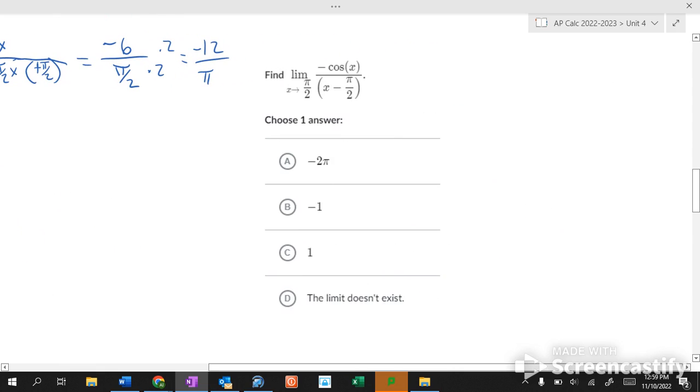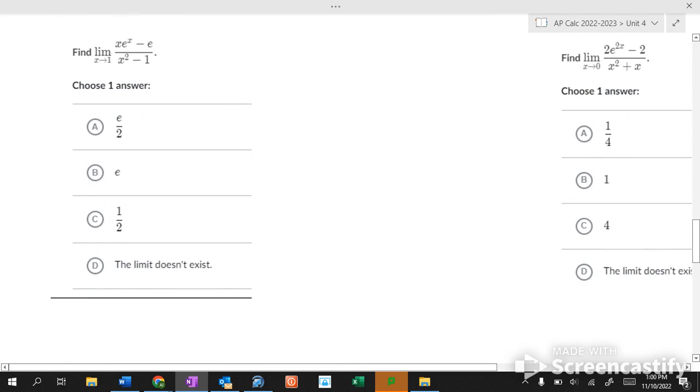Okay, let's do this one. Cosine of pi over 2 is 0. Pi over 2 minus pi over 2 is 0. You get 0 over 0. So you take the first derivative of both the top and bottom. First derivative of the top is sine of x. First derivative of the bottom is 1. So what's the sine of pi over 2? 1. The sine of pi over 2 should be 1.